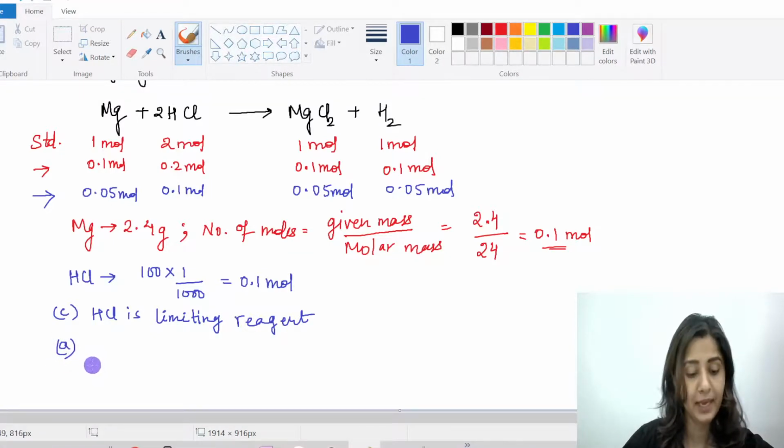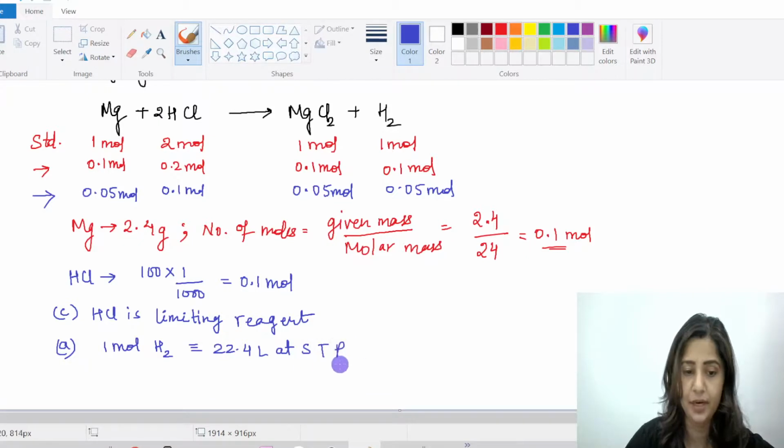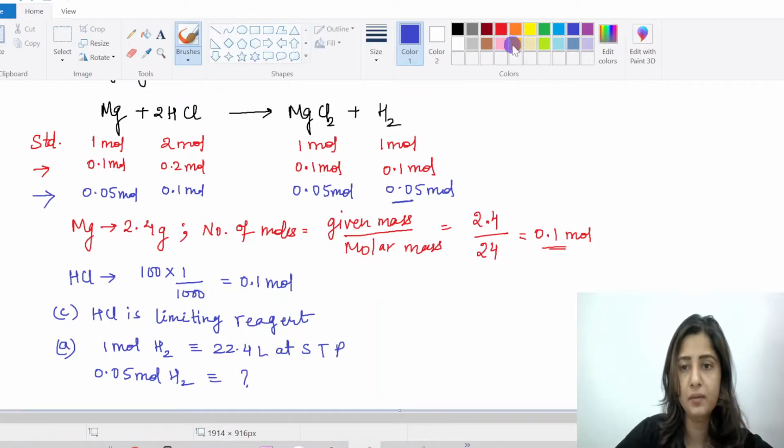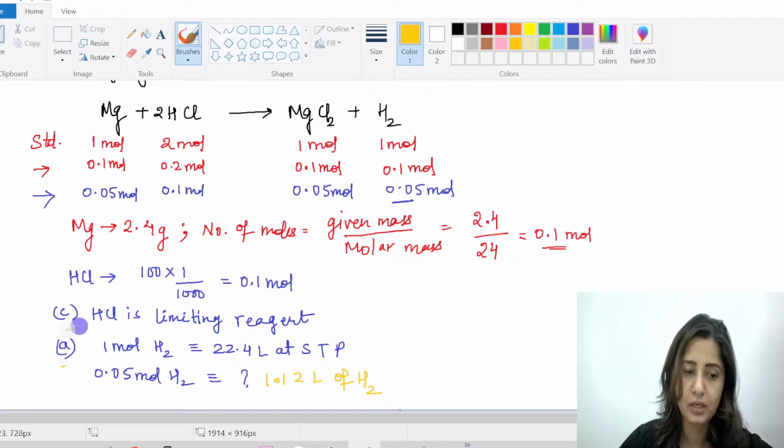Here we have 1 mole H2, it is equal to 22.4 liter at STP. It is according to the mole concept. And now we have 0.05 moles. So for 0.05 mole of H2, how much volume will be there? We will just do the cross multiplication: 0.05 into 22.4 divided by 1. We will get the value as 1.12 liter of H2. So yes, our option A is also correct. C is correct, A is correct. Let's check for B now.